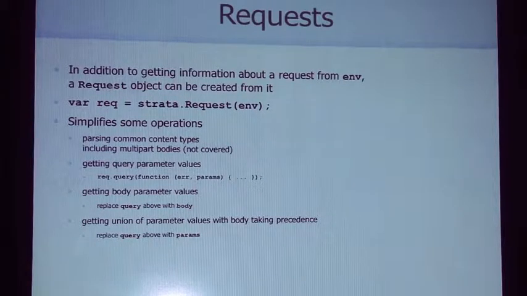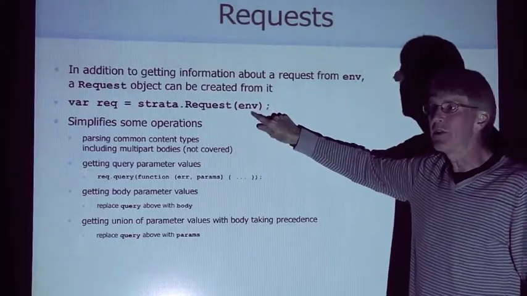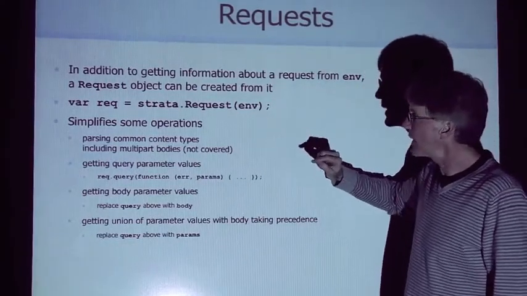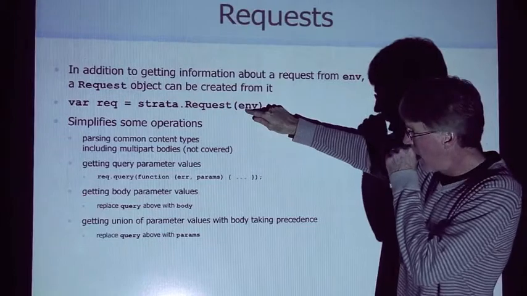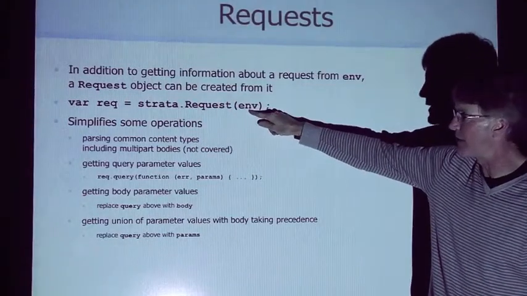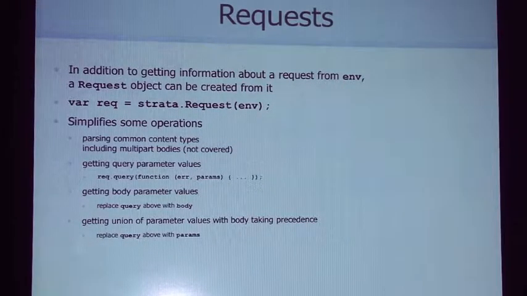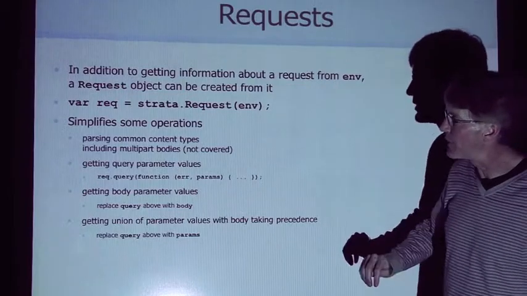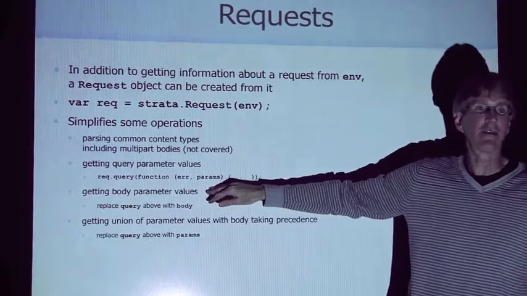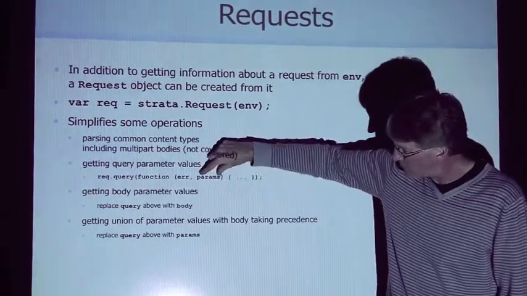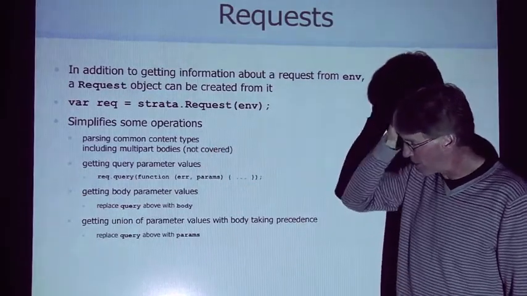Okay. So we talked about how there's this response object. There's also a request object. You get the env, and there's lots of good information in there, but for some things, it's easier to get out if you let a Strata request object help you. Here I'm making one of those from some env object that I've been given. That's going to make it easy for me to work with things like multi-part bodies coming in, or pulling out query parameters in an easier way. You take this request object and call query on it, and give it a callback function, and it's going to pass to you all the parameters in an object, and then you can make use of them. We're going to see an example like that coming up.